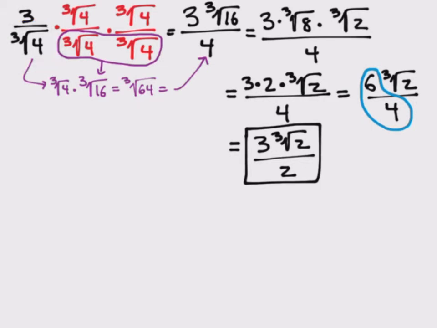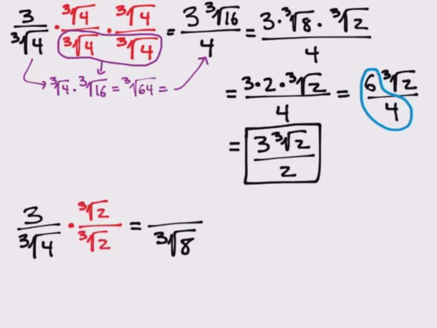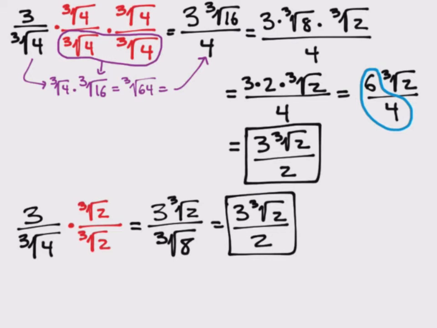Now the question is, are there any multiples of 4 smaller than 64 that happen to be perfect cubes? Wait, there is. 8. So is there anything we can multiply 3 over the third root of 4 by in order to get the third root of 8 in our denominator? Absolutely. The third root of 2 over the third root of 2. Wow, that was a lot easier.